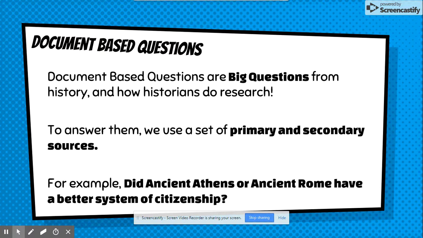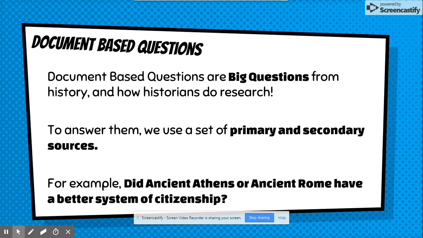So for example, one document-based question that we're going to be working on here in class this week is, did ancient Athens or ancient Rome have a better system of citizenship? That's a really big question, right? We can't just say yes, we can't just say no. We're going to have to make an argument to answer that. We're going to have to make some decisions about whether we think ancient Rome or ancient Athens had a better system of citizenship, okay? So this would be a great example of a document-based question.